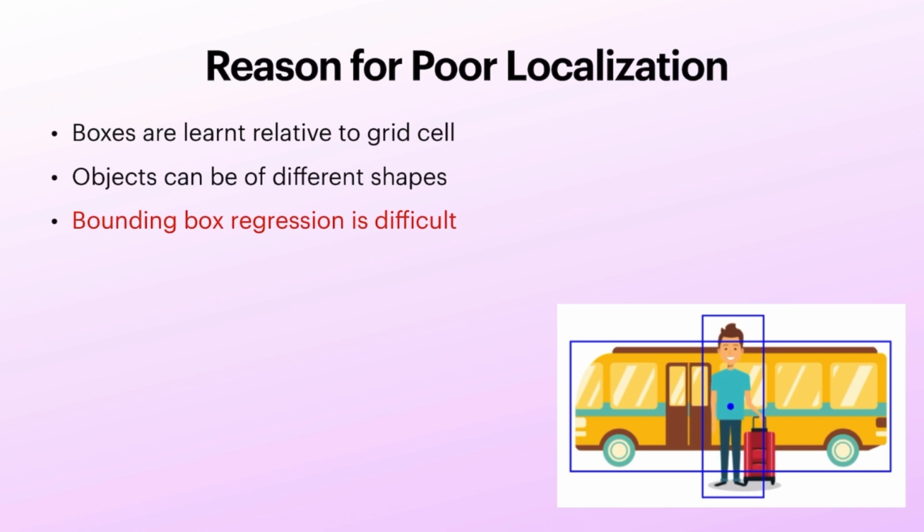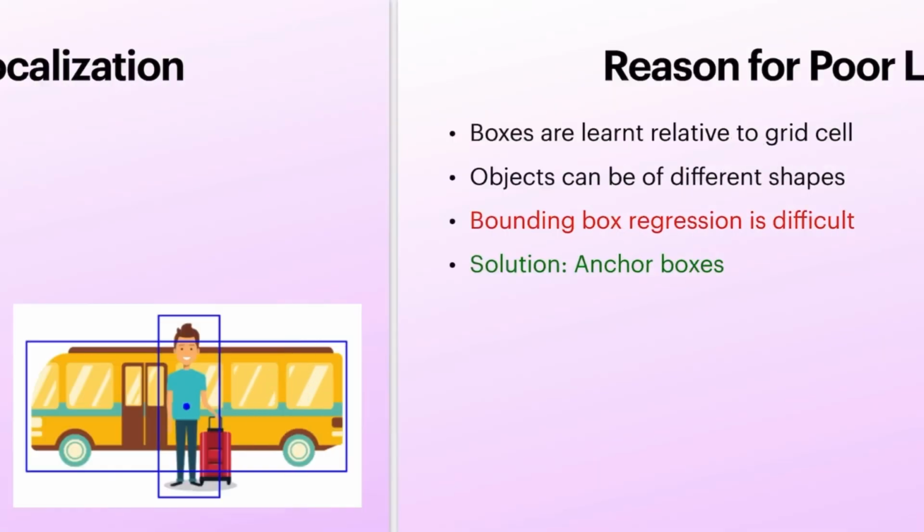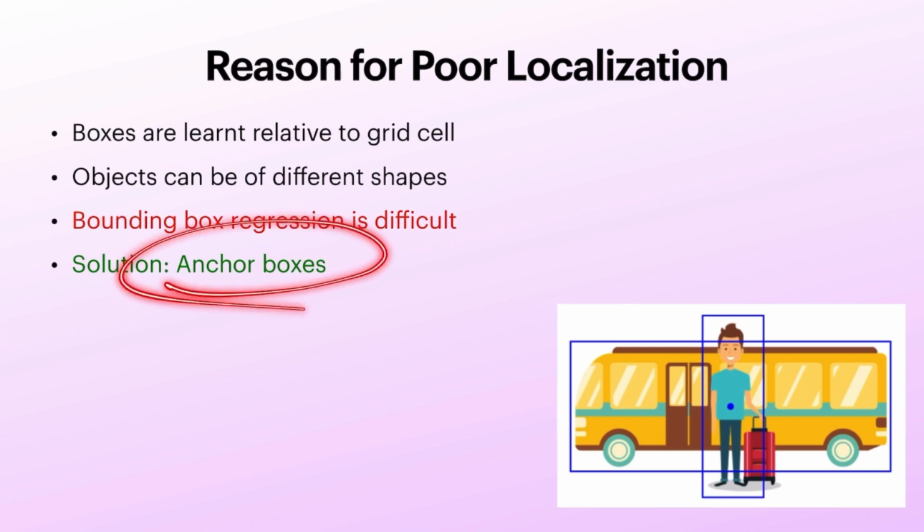So what should we do? In this case, if the bounding box regression is very difficult, what should we do? We should go for anchor boxes. That means we should at least get some prior boxes which will give some information to the network about how the object looks like. Those are called anchor boxes.